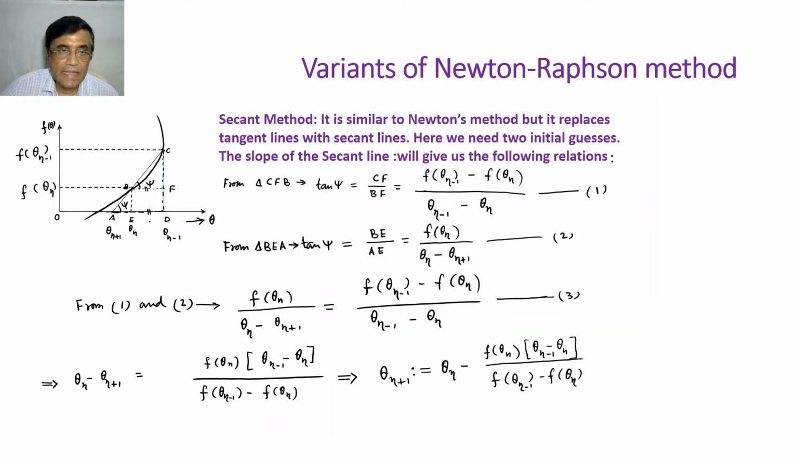And consider another triangle BEA, tan psi will be BE by AE, that is f of theta n divided by theta n minus theta n plus 1. So this is actually, let us call it relation 2.